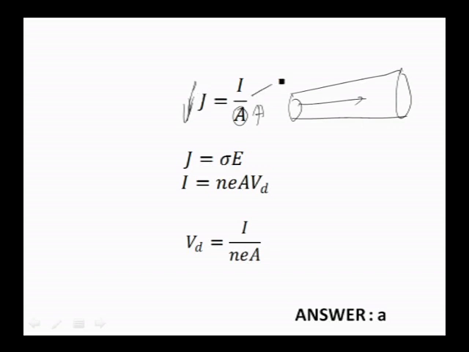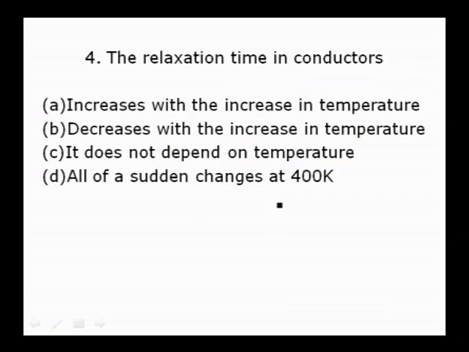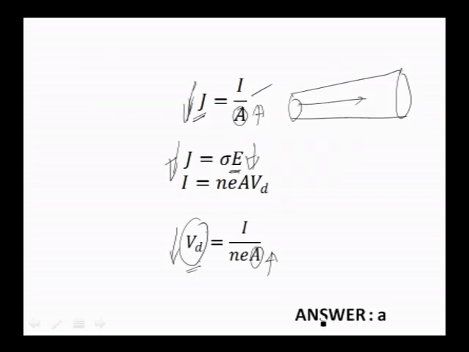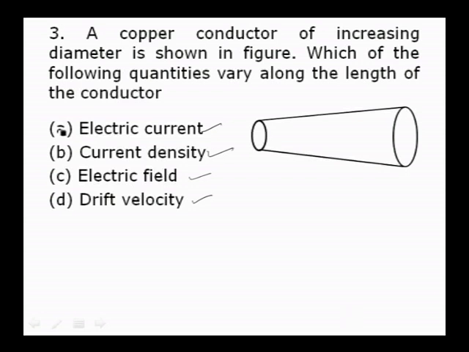Decreases. Here, current density decreases, electric field decreases. Here, this is Vd, drift velocity. Drift velocity and area are inversely related. If area increases, this value decreases. So all three parameters, current density, electric field, and drift velocity, vary, but the current in a conductor remains the same. Therefore, the correct answer for this question is A, that is electric current. This is the correct answer.